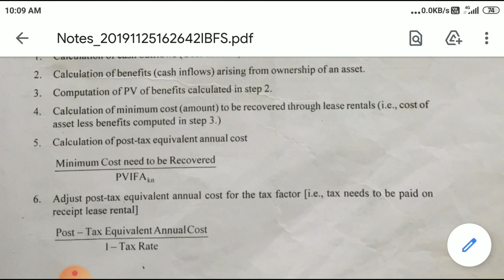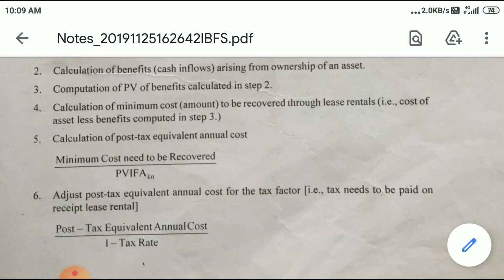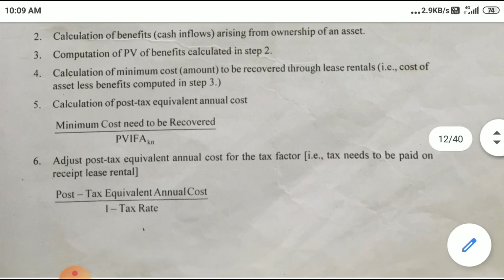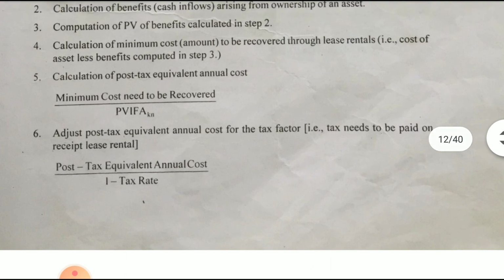Then step number 6 is adjusted post tax equivalent annual cost. To find this, we take the post tax equivalent annual cost, which means step number 5, divided by 1 minus t. When you do this, the final answer we get is the lease rental. Step number 6. So here we get to know the lease rental, the final lease rental per year.